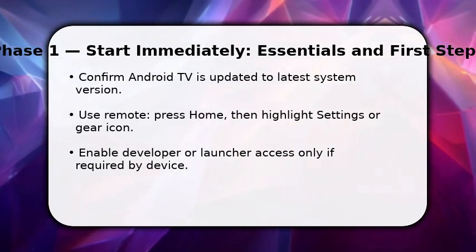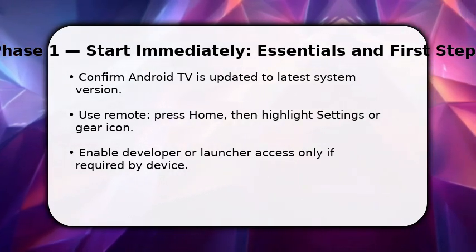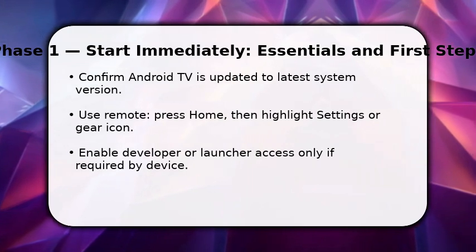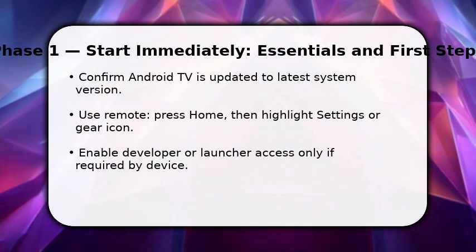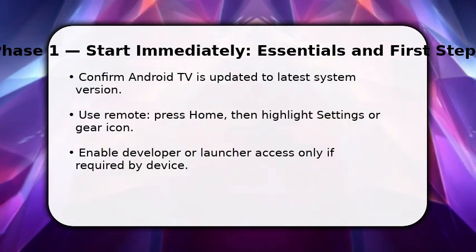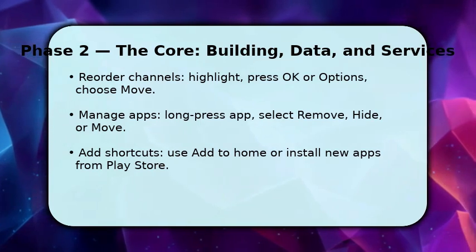If your device needs a custom launcher, enable the required permission or developer option first, otherwise skip that step. Once done, make sure your user profile is selected so changes apply to the right account, and move to the Launcher or Home settings. Now you customize channels and apps on the home screen.